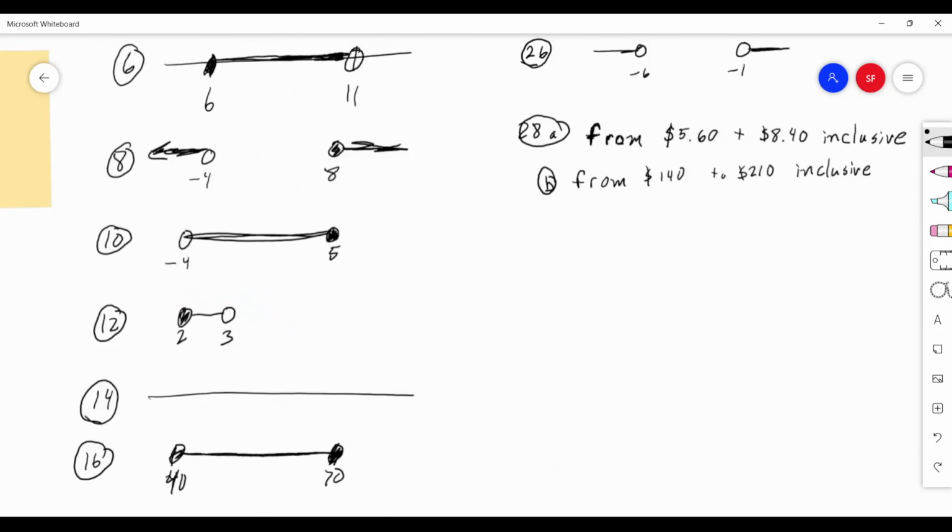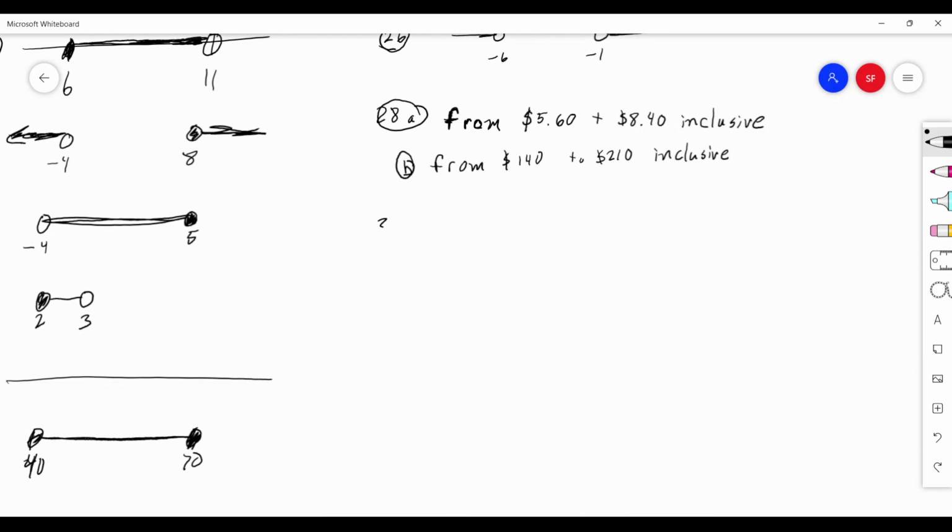We went through 36, yes? 32. 30 is, once you solve it, you should have gotten -4 is less than n is less than 2. And finally, 32, once you solve it, you should have ended up with 0 is less than or equal to n is less than or equal to 2.